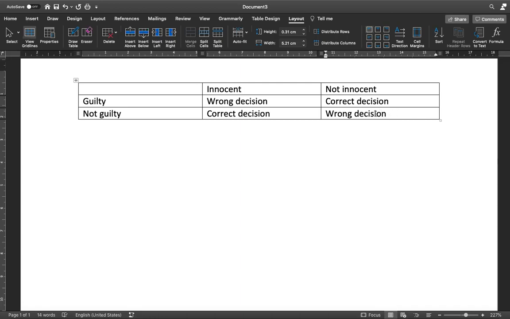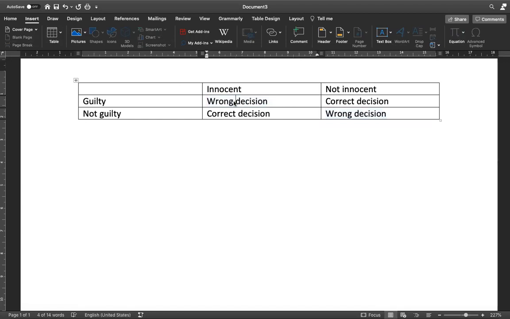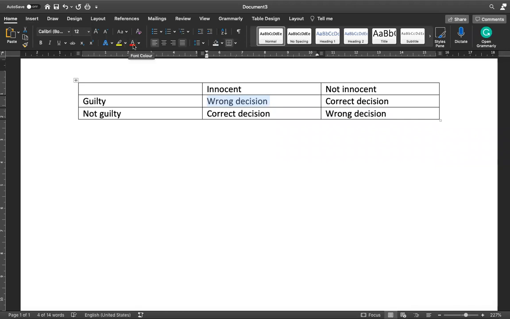So how many wrong decisions do you have? Two, right? Now what are they? Innocent but proven guilty, right? And not innocent, and then you are acquitted and discharged. Now which of them is very grievous, very sad, very harmful? Although the two of them are wrong, which of them is very grievous?